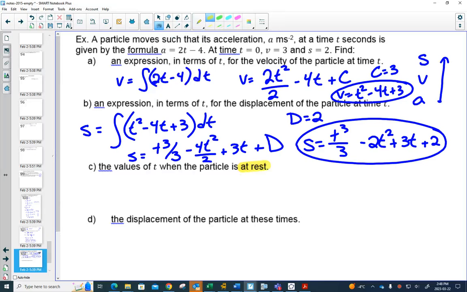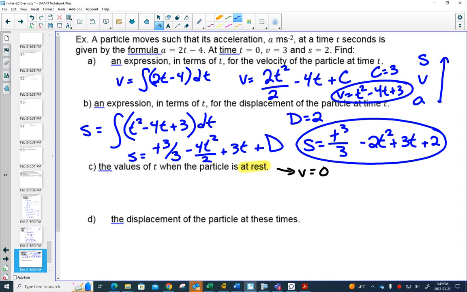The next one, we have to know what it means for something to be at rest. When something is at rest, its velocity is equal to 0. So a lot of these kinematics questions are, here's some information. With this information, you can find all 3 equations. We've got an equation for displacement, equation for velocity, equation for acceleration. And then, can you know which equation to use?